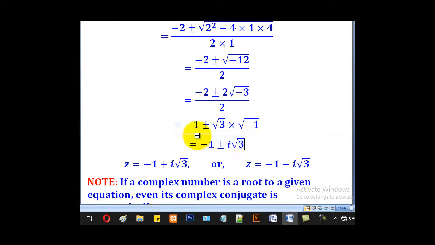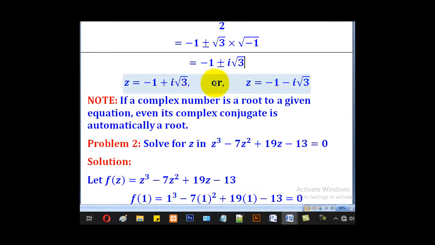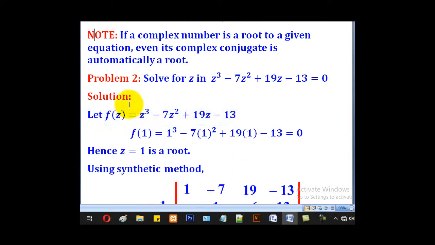So those will be the roots for the given quadratic equation. One root will be negative 1 plus i root 3, and the other one will be negative 1 minus i root 3. In this case, you should realize that this is the conjugate of this, and therefore should note that if a complex number is a root of a given equation, then its conjugate is automatically a root. So this will be used in the coming lesson 3. So we shall now go to problem 2.